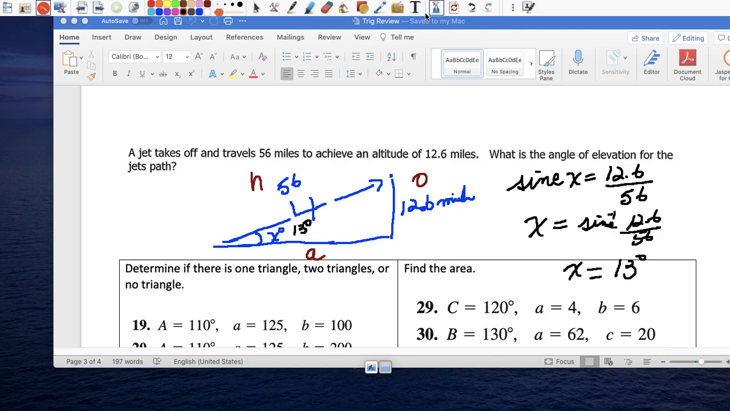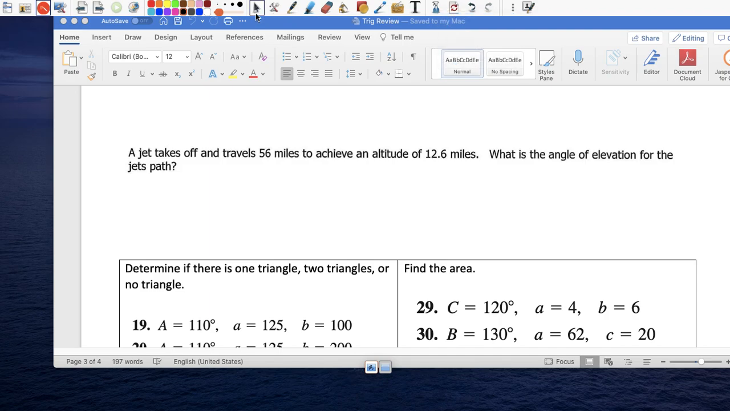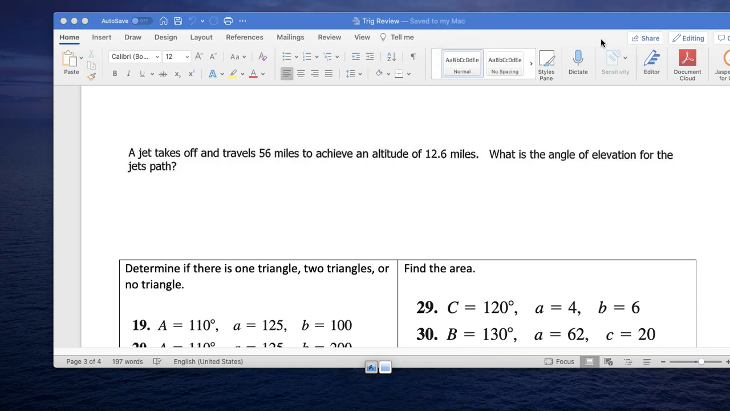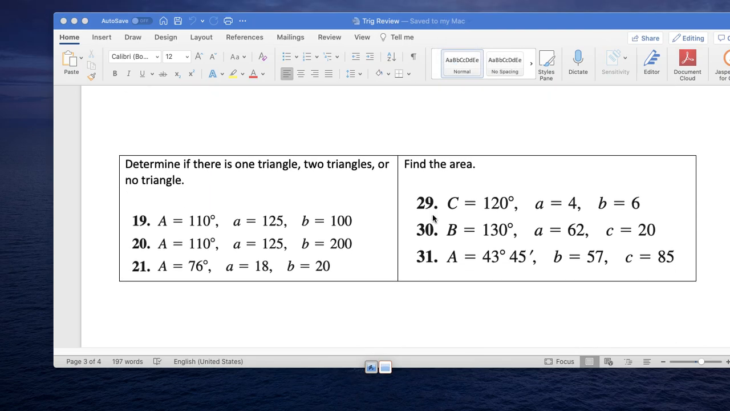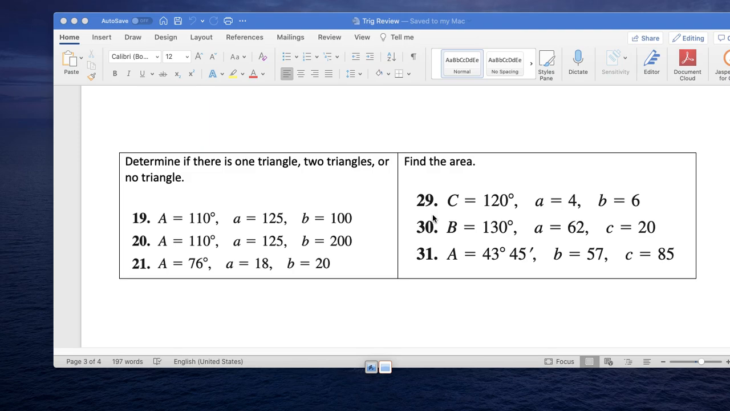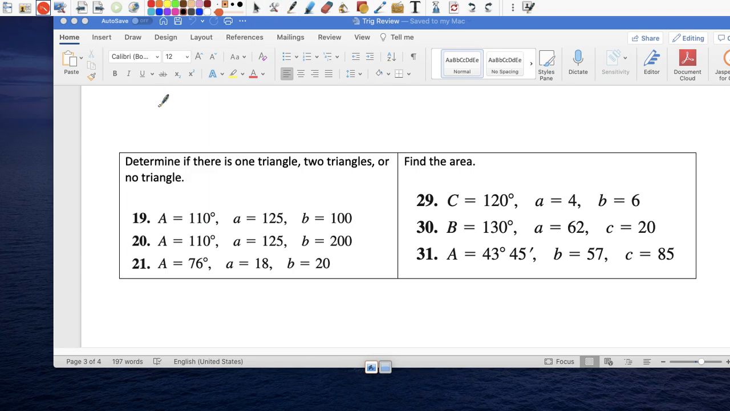All right, so now we're going to move on. Determine if there's 1, 2, or no triangle. Remember what the cases are. So I'll write it over here. When there's one triangle, A is going to be greater than B, and I'll draw the triangle out in a second. And A is going to be greater than the height. Okay, little a, I should say.